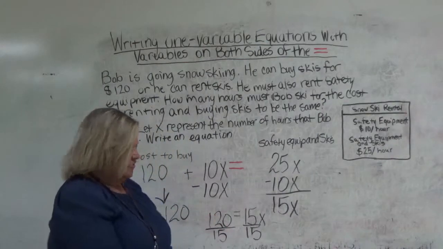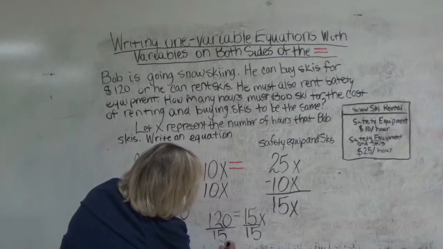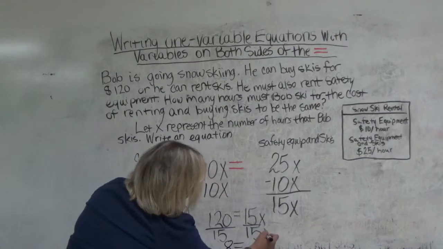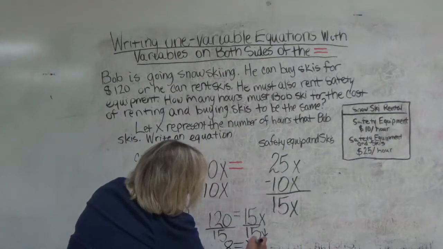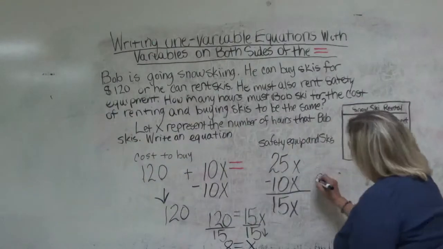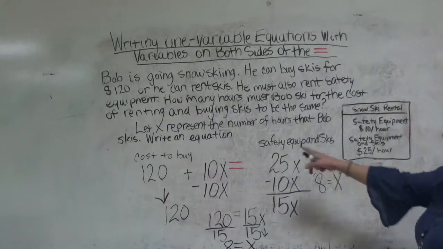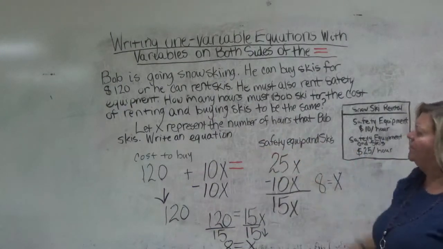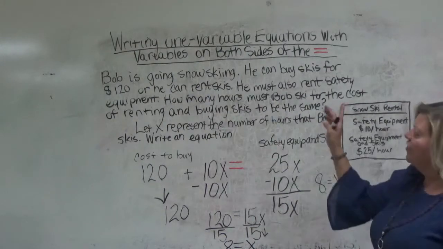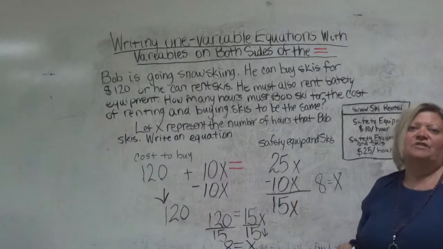And 120 divided by 15 is 8. So 8, and we're left with the x we bring down, equals x. What that means, 8 equals x. X is the number of hours that Bob skis. He's going to have to ski 8 hours for the cost of renting equipment to equal the cost of purchasing the equipment.